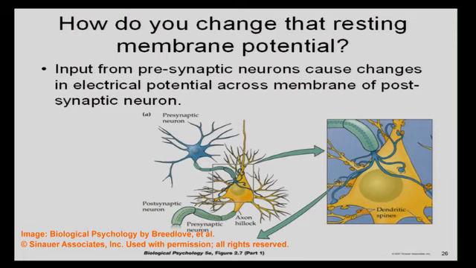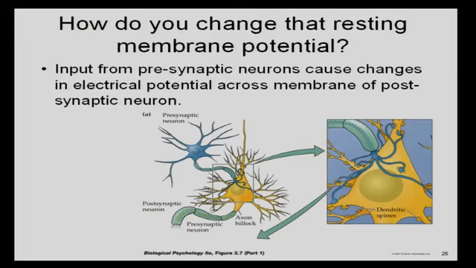So now we move on to the second part. Now we figured out why there's a negative resting potential. But neurons are just not at rest. They do things. They fire action potentials. So now we're going to ask the question, how do you change this resting membrane potential, and what happens to all these ions and all these channels when you change it? So how do you change it?